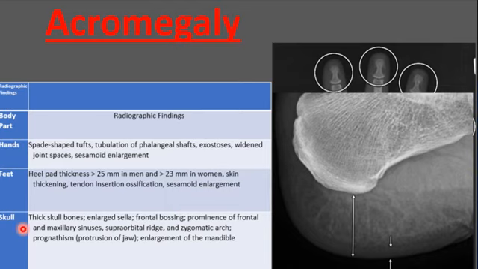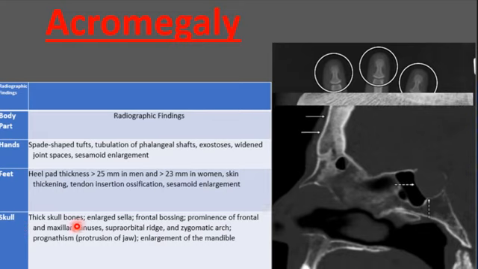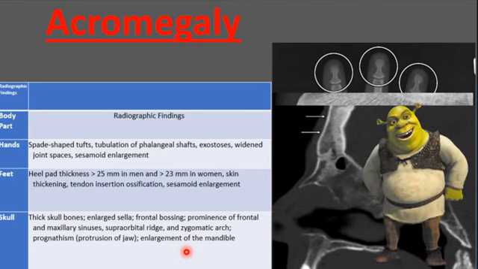In the skull, there are thick skull bones and an enlarged sella, due either to a pituitary tumor or as a feature of acromegaly. There is frontal bossing, prominence of the frontal and maxillary sinuses, supraorbital ridges, and zygomatic arch, prognathism, that is, protrusion of the jaw, and enlargement of the mandible. It looks like a shrimp.